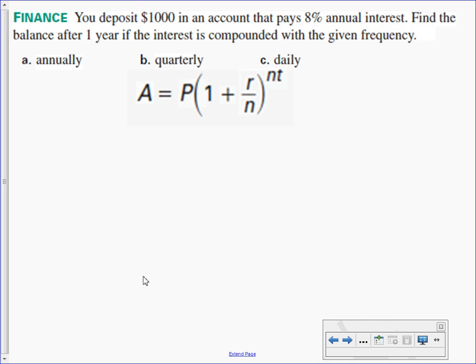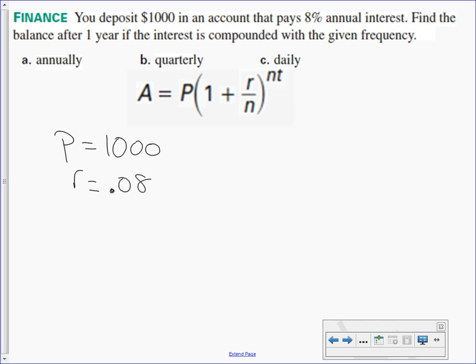You're going to be given stuff like this, where you have $1,000 in an account that pays 8% annual interest. Find the balance after a year if the interest is compounded with the given frequency. P equals 1,000. Your rate as a decimal is how much? 8%, what is it? 0.08.